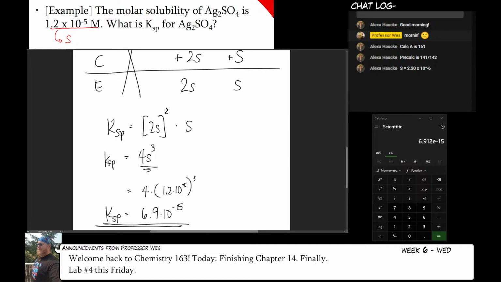That's weird. Okay. Apparently when I made this problem, I copied the KSP and just called it S. My number in the back of the textbook is 1.2 times 10 to the minus 5, which is total bull. But for this problem, if that was what S was for Ag2SO4, KSP would be this number. So we did the problem correctly. It's just that I used the wrong number to create the problem.